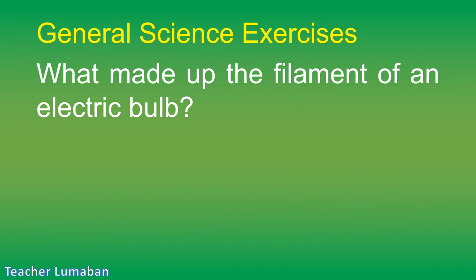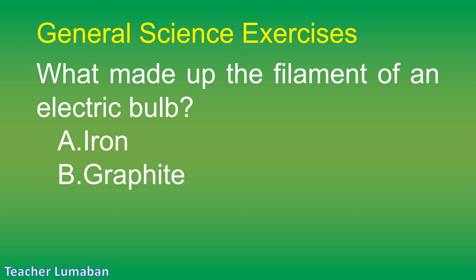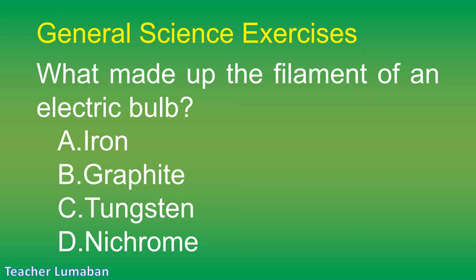What is the filament of an electric bulb made of? Letter A, iron. Letter B, graphite. Letter C, tungsten. Letter D, nichrome. Choose the suitable answer to the following choices in 5 seconds.